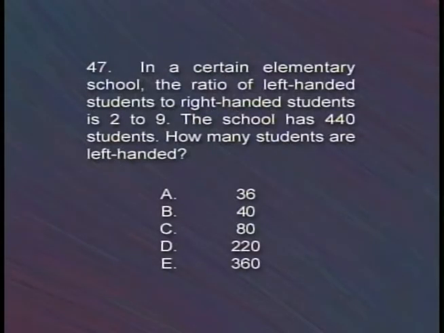Problem 47. In a certain elementary school, the ratio of left-handed students to right-handed students is 2 to 9. The school has 440 students. How many students are left-handed?